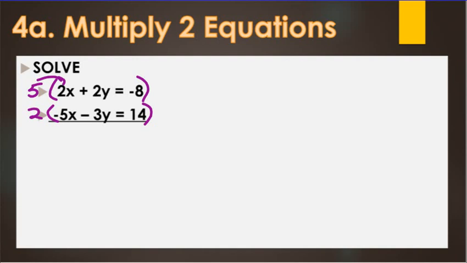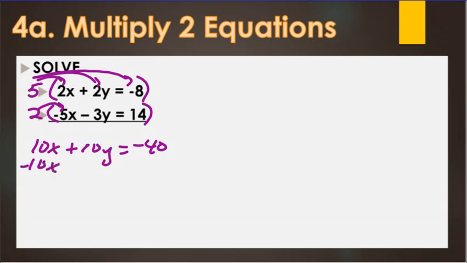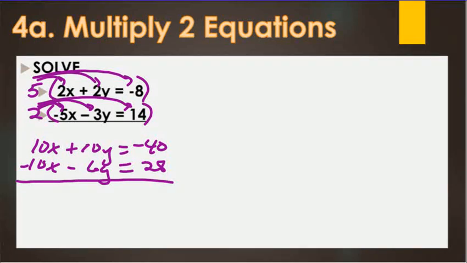So 5 times 2x is 10x, 5 times 2y is 10y, 5 times negative 8 is negative 40. And then distribute the 2 on the bottom one, so 2 times negative 5x is a negative 10x, 2 times a negative 3y is a negative 6y, 2 times 14 is 28. Now I just add straight down, so 10y plus a negative 6y is 4y. Negative 40 plus 28 is a negative 12. To get y by itself, I divide by 4. Y would equal a negative 3.